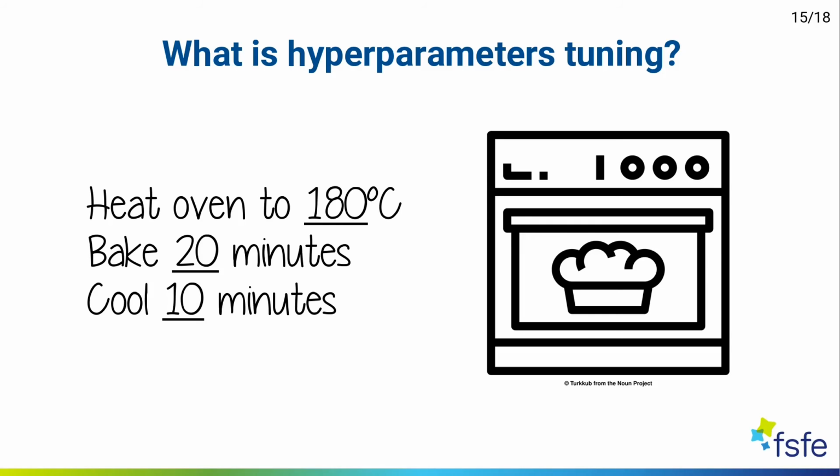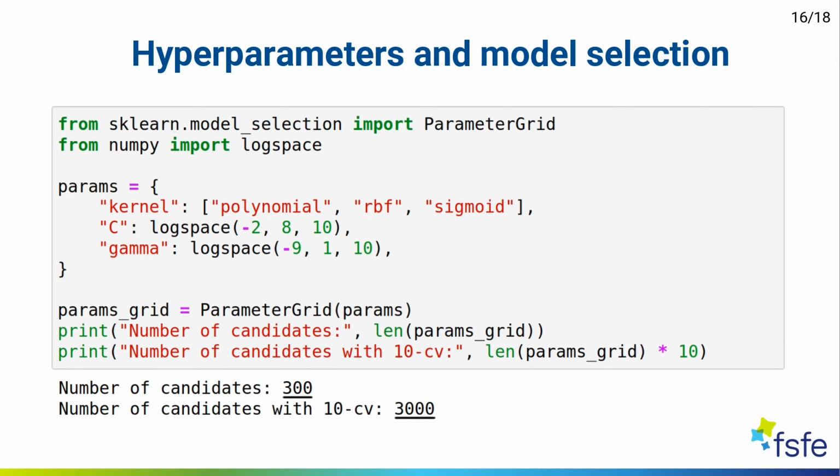When you bake a cake, you have control over several parameters. You can control the temperature of the oven, the baking time, and the cooling time of the cake. And modifying those parameters impacts the taste and thus the quality of the cake. So this is the same with models. You have a bunch of parameters, and adjusting these parameters controls the accuracy, that is how well the model is going to perform.